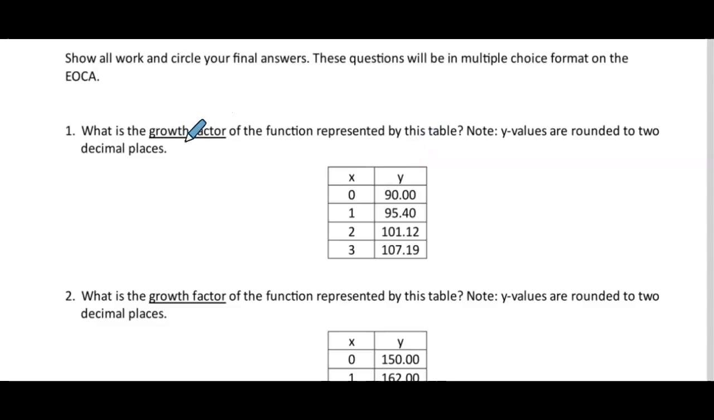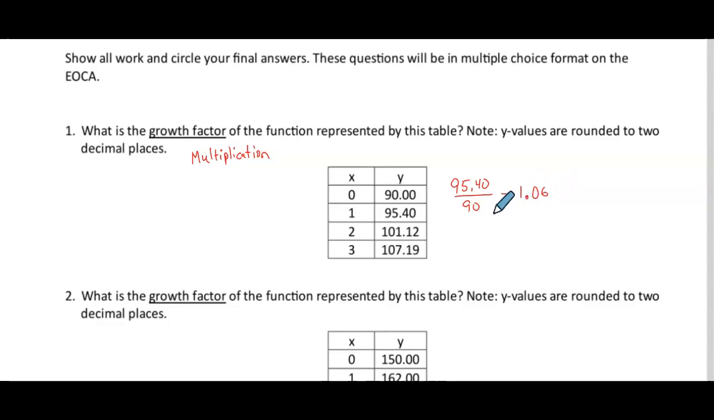So your growth factor is what we multiply by. This is your multiplication number. So in order to solve for that, you are going to take any output and divide it by the previous one. So you're going to take that 9540 and divide it by 90. What that does is it tells me what was multiplied to get from 90 to 9540. So if you divide that, you get 1.06.